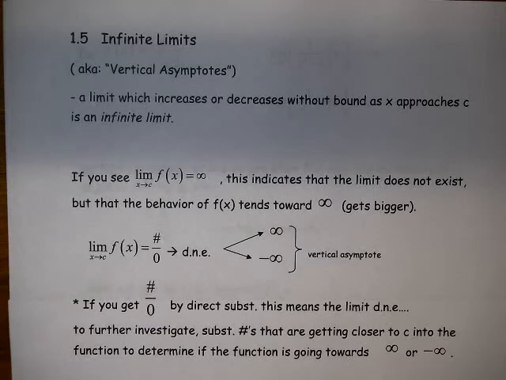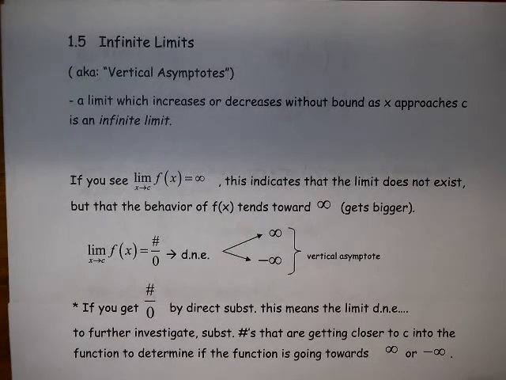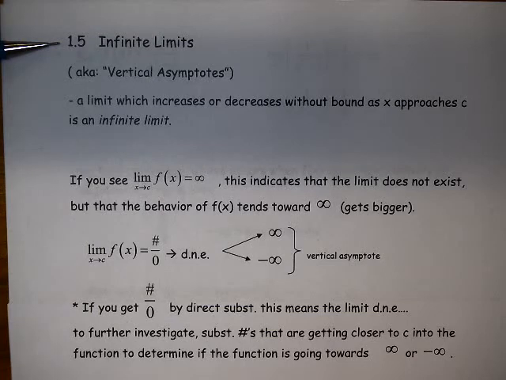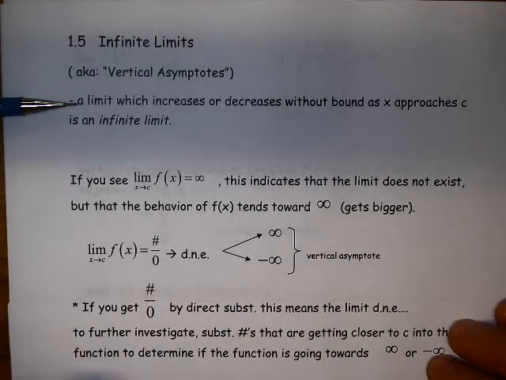All right, we're on section 1.5, talking about infinite limits. Infinite limits are the same thing as a vertical asymptote. We're talking about anytime the function value approaches either infinity or negative infinity as the x value approaches some specific number, which is the same thing as a vertical asymptote. It's a limit which increases or decreases without bound as x approaches 0. That's called an infinite limit.